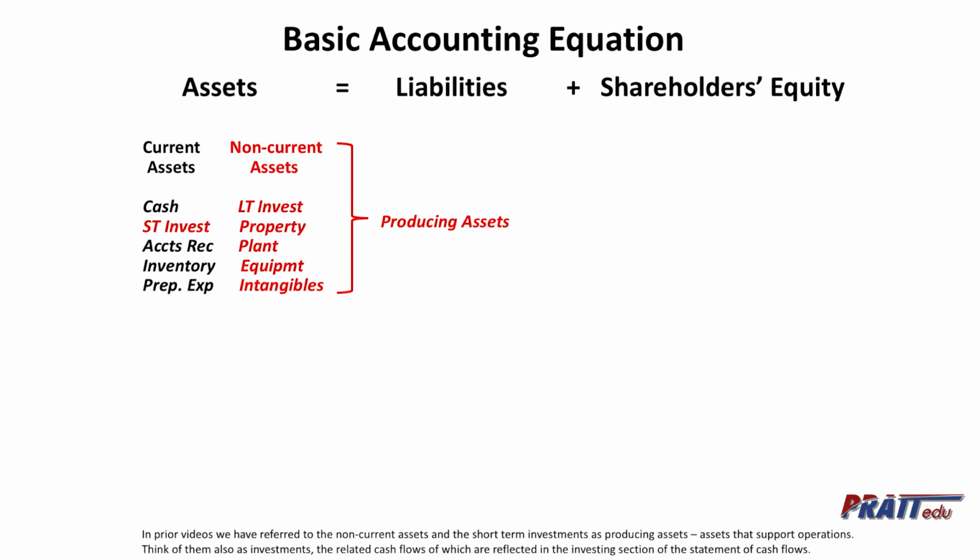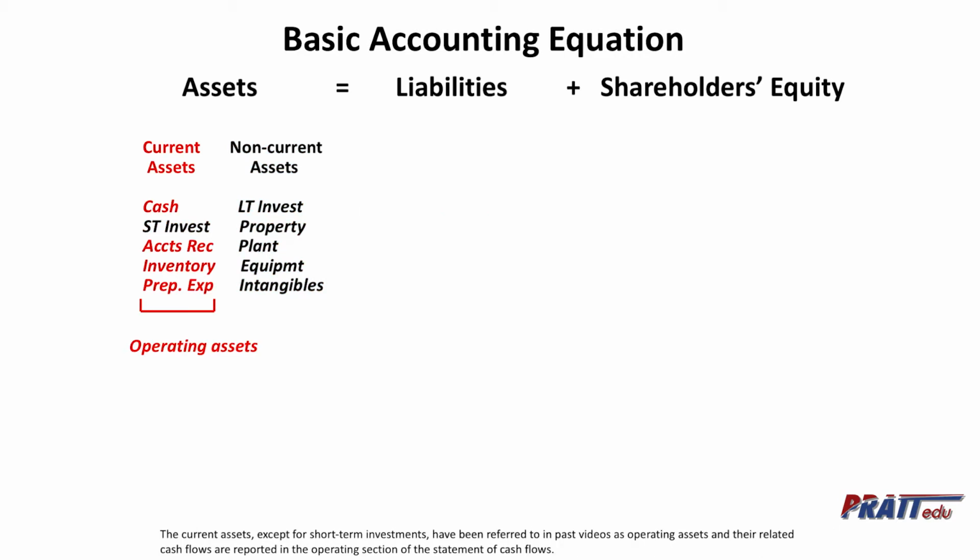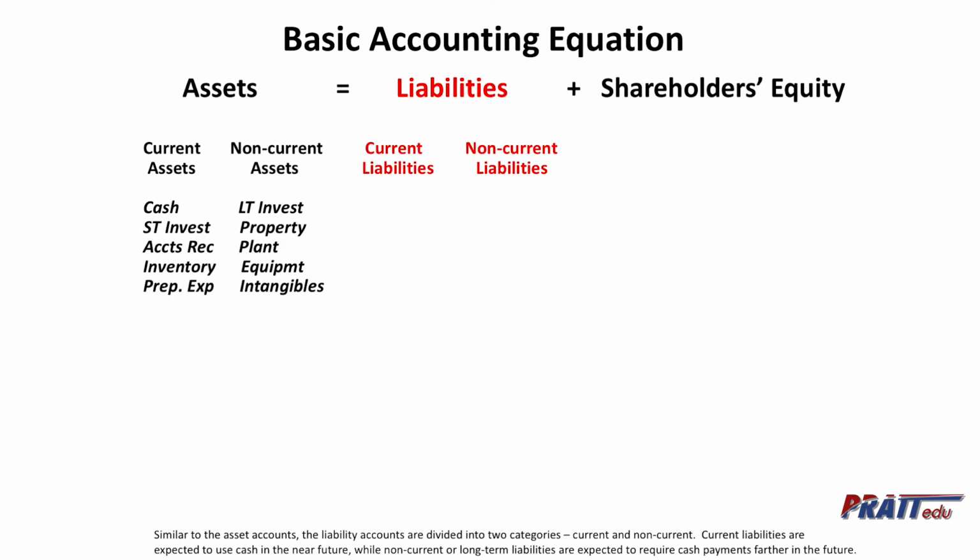In prior videos, we have referred to the non-current assets and the short-term investments as producing assets, assets that support operations. Think of them also as investments, the related cash flows of which are reflected in the investing section of the statement of cash flows. The current assets, except for the short-term investments, have been referred to in past videos as operating assets, and their related cash flows are reported in the operating section of the statement of cash flows.